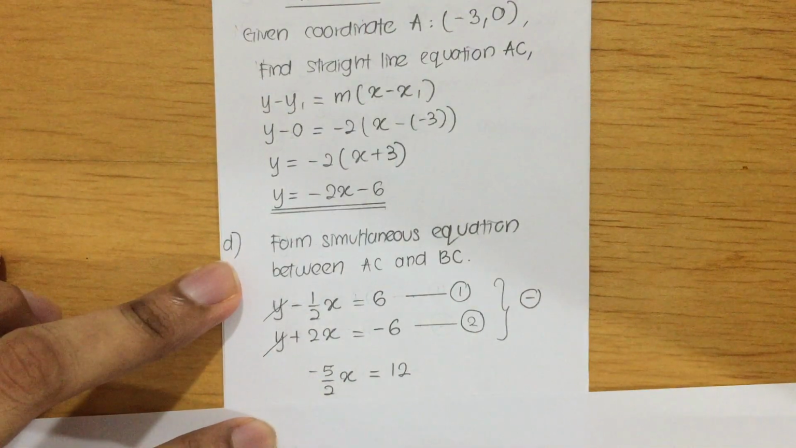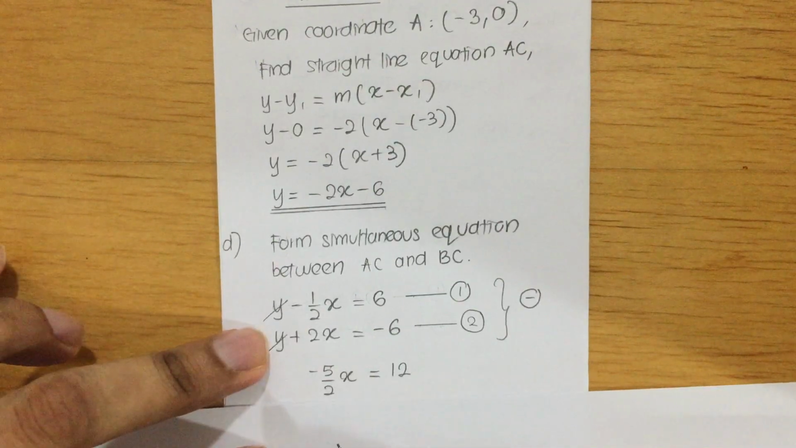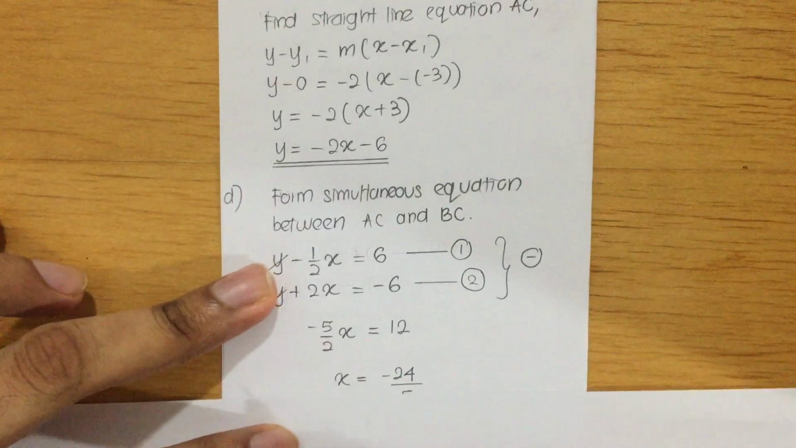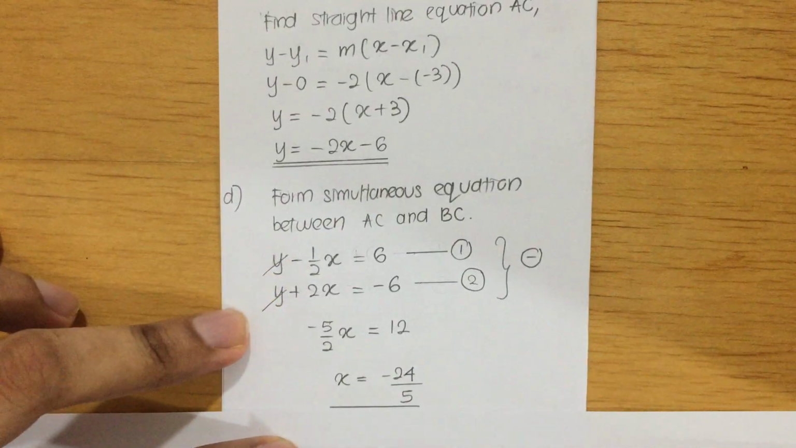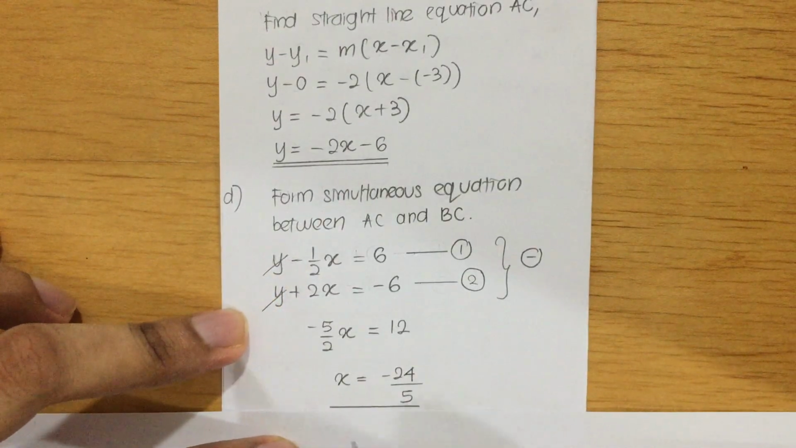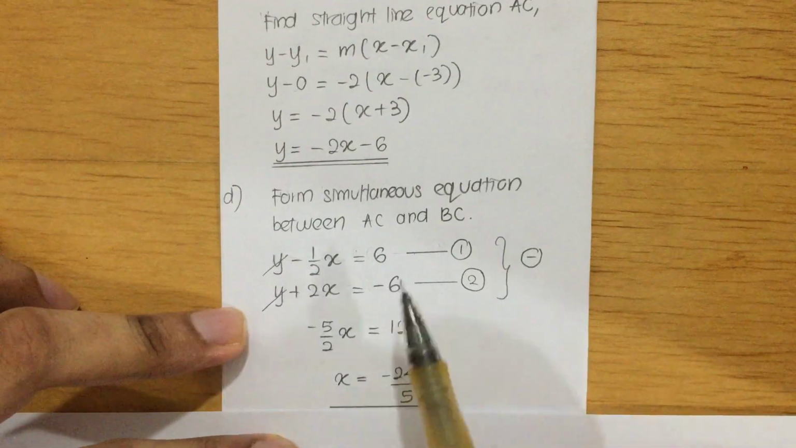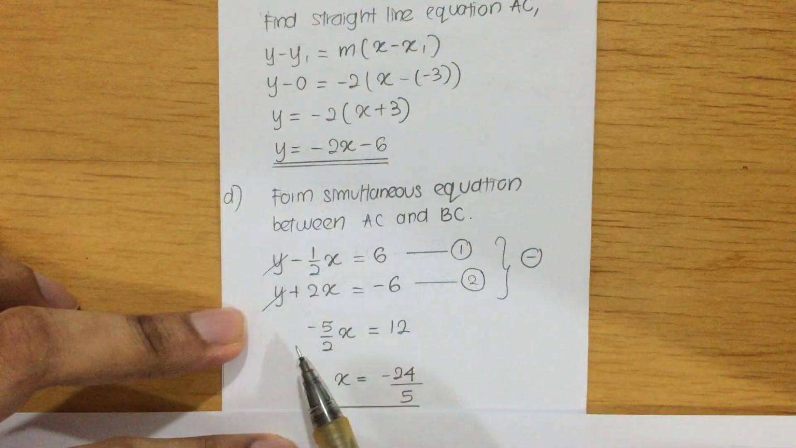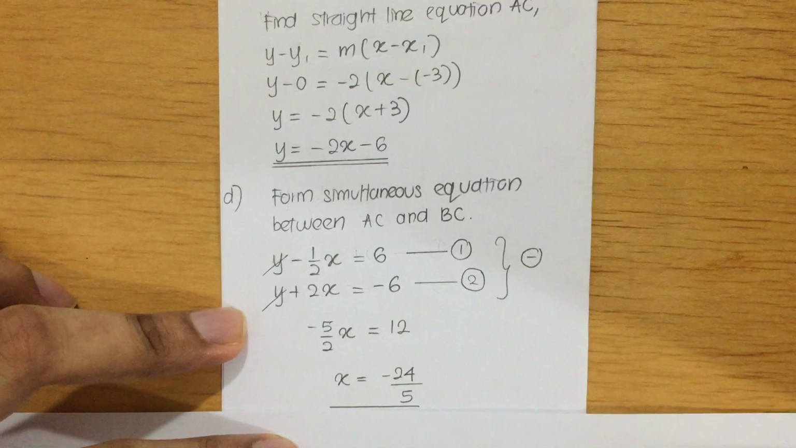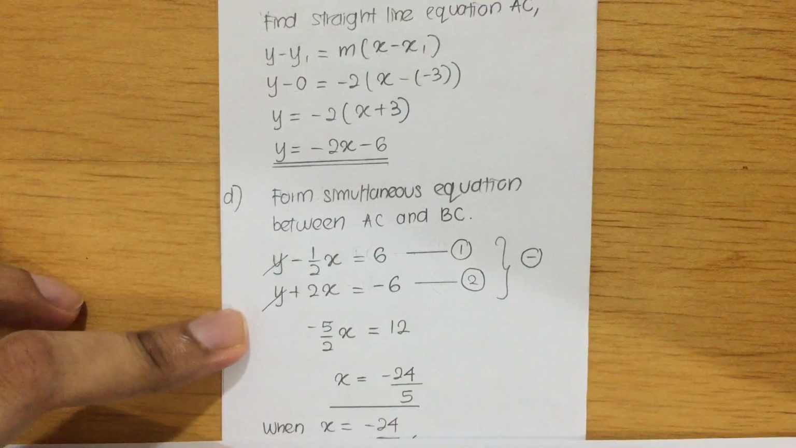So to find x is very simple guys. So 12 you divide with negative 5 over 2, and you should get your answer is x equals to negative 24 over 5. Okay, once you get the x value, you can substitute in any of the respective equations, guys. So it's up to you. So when x equals to, I mean negative 24 over 5.